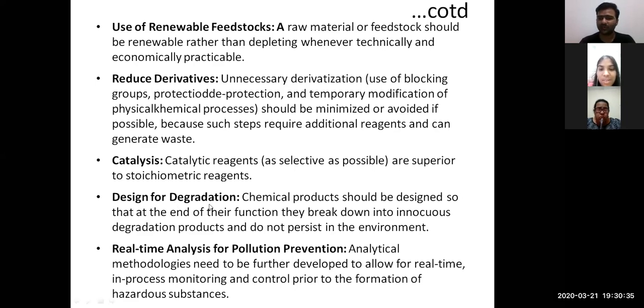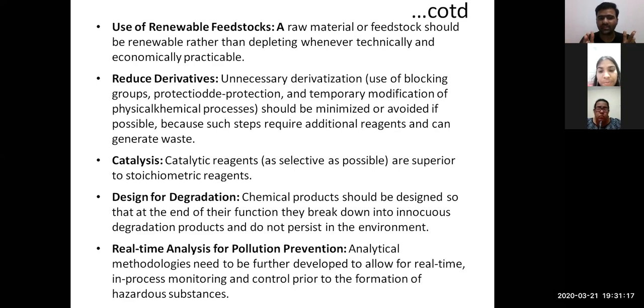Another thing is to design products for degradation. So the products by themselves should not bioaccumulate or accumulate in the environment without undergoing degradation. They should have some mechanism that allows them to be degraded under environmental conditions, right? And then there should be real-time analysis for pollution prevention, so that you don't come out with pollution as a factor, a part of a certain synthetic strategy after about 5 to 10 years of operating that particular synthetic pathway.